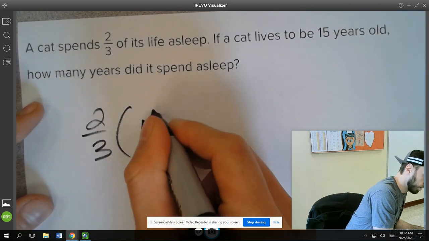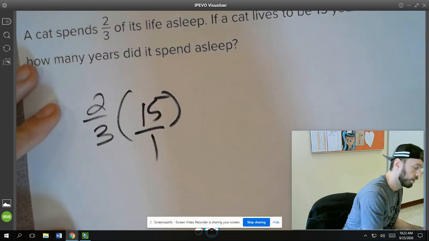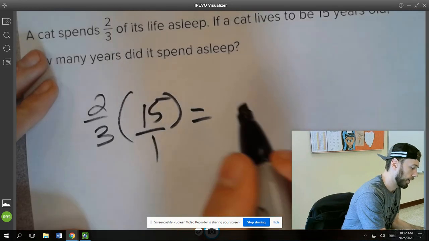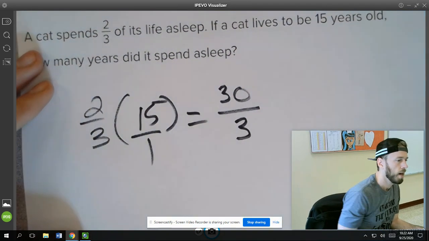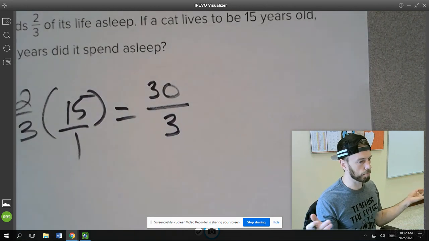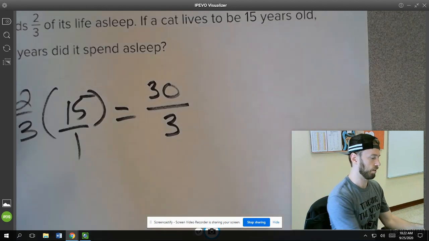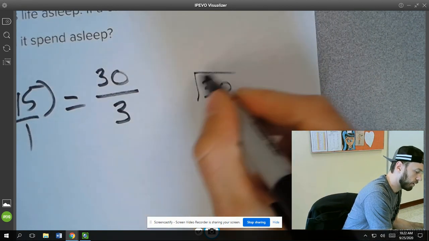2/3 times 15. And in order to multiply a fraction times a whole number, we put 1 underneath there, and then multiply across. 2 times 15 is 30. 3 times 1 is 3. And then we get 30 over 3. Now we could simplify these, or we could just simply divide because it is an improper fraction again, where the numerator is bigger than the denominator. Let's just go ahead and divide 30 divided by 3.